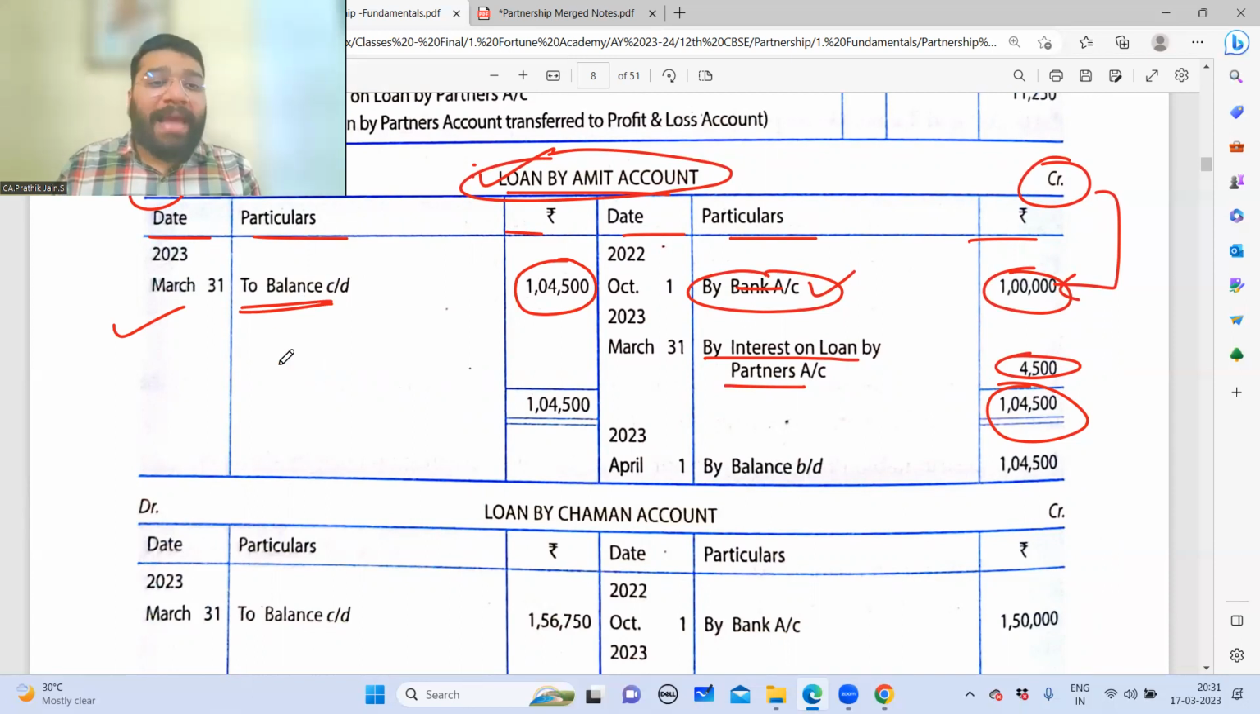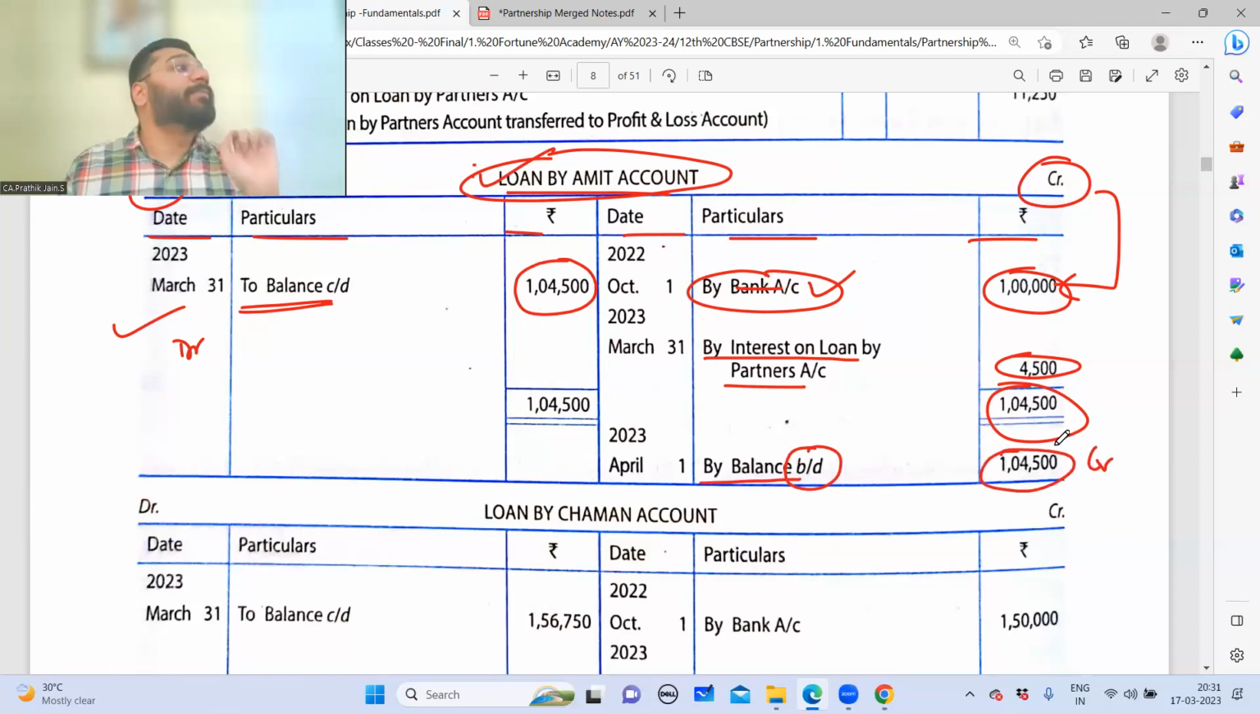Now, this balance carried down is coming on the debit side. Where balance carried down comes will not decide the nature of the balance. Where the balance brought down comes will determine the nature. So by balance brought down is coming 1,04,500 on the credit side. Therefore, it is a credit balance item. So if the balance brought down comes on the credit side, it is a credit balance. It will go to the liability side. If the balance brought down comes on the debit side, it becomes a debit balance, which will go to the asset side in the balance sheet.